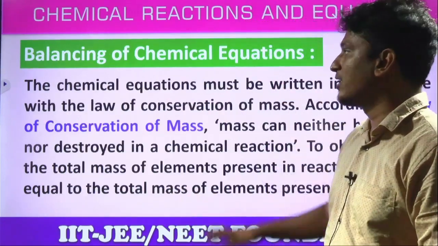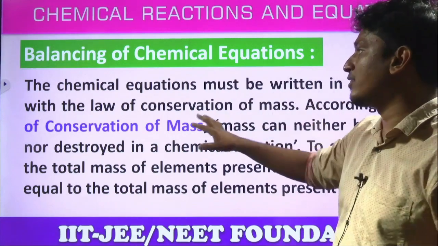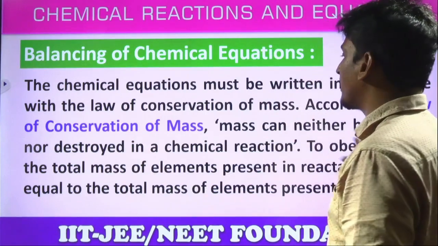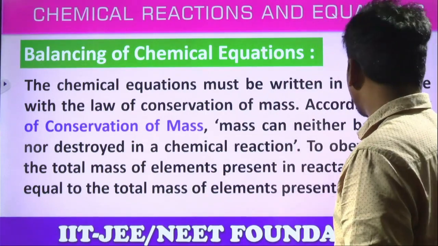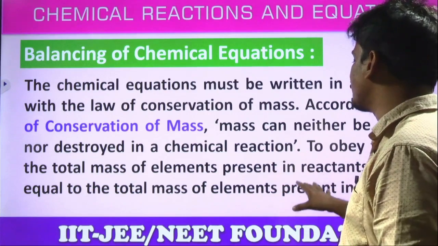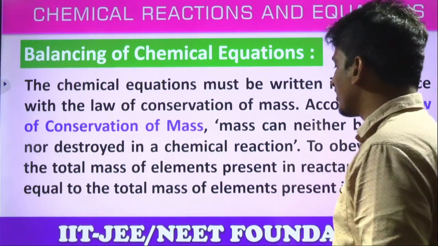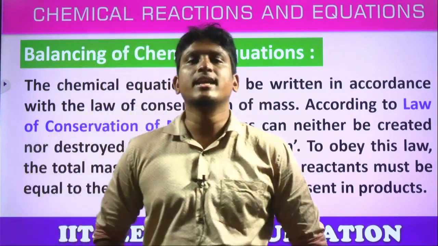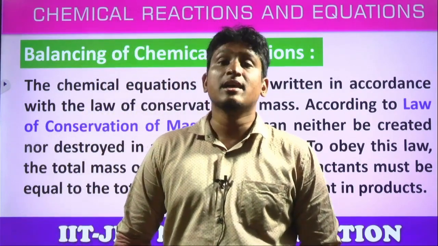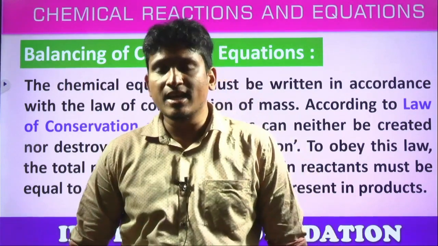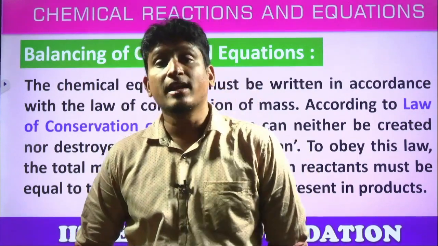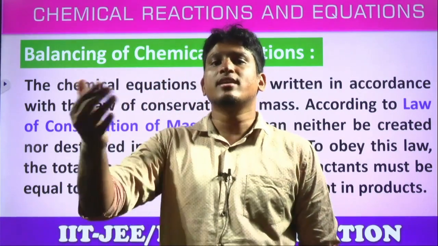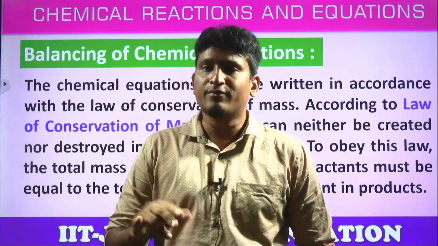Balancing the chemical reaction. The chemical equation must be written according to the law of conservation of mass. According to the law of conservation of mass, mass can neither be created nor destroyed in a chemical reaction. To obey this law, the total mass of the elements present in the reactants must be equal to the total mass of elements present in the products. For example, students, this law is given by the scientist Antoine Lavoisier. He states that matter can neither be created nor destroyed. It is simply changing from one form to another form.